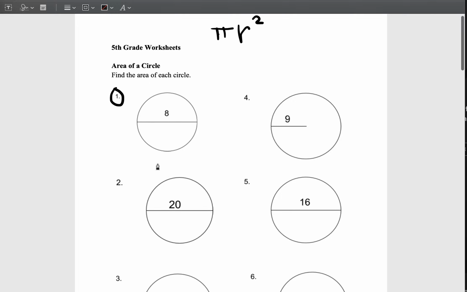So if we know that pi, and for this one, since 8 is a whole diameter, we need to cut that in half. So 8 divided by 2 equals 4. And 4 squared, we all know 4 times 4 is 16. So the answer to this is 16 pi. Pretty simple.